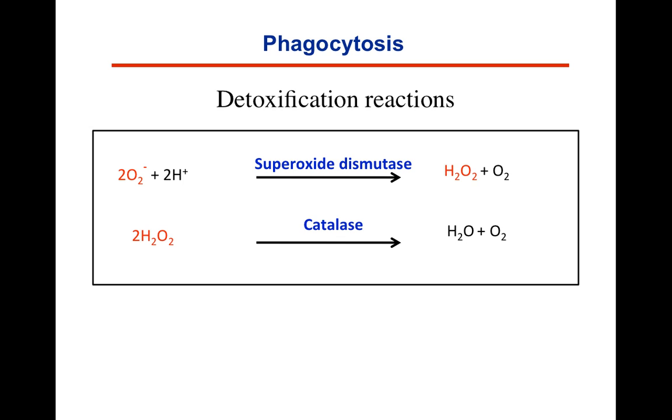There are detoxifying reactions as well. Superoxide dismutase can take superoxide to hydrogen peroxide, but again, hydrogen peroxide is reactive. The hydrogen peroxide can be detoxified by catalase, which converts it to water and oxygen. So those are ways that the body also protects itself against these reactive species.